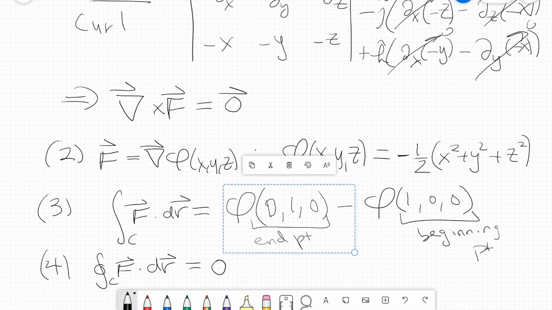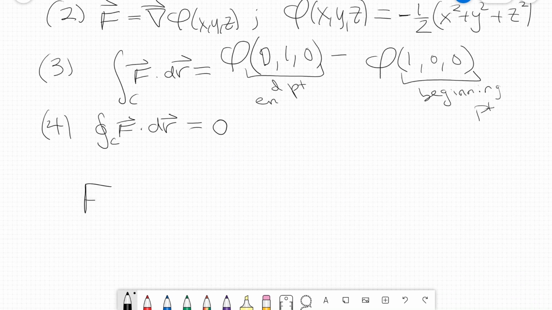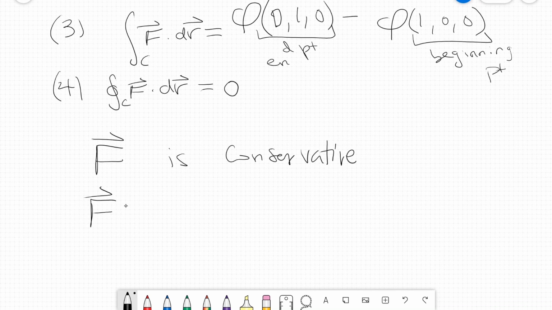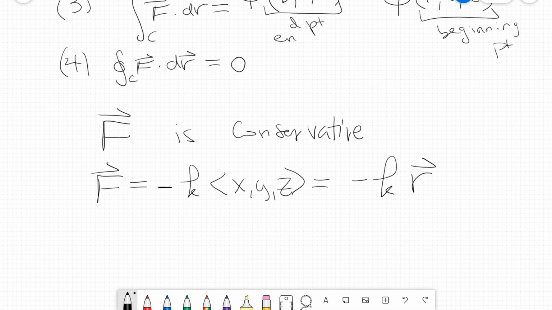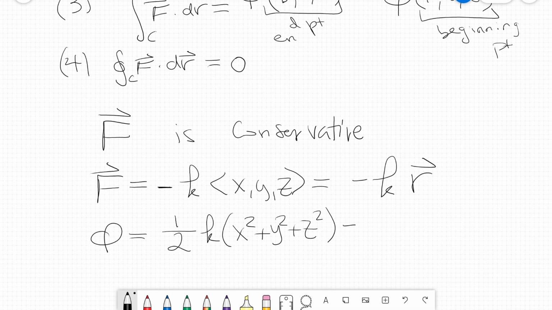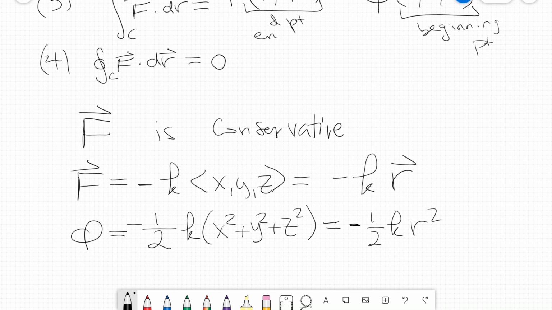As we'll see in a later episode, this means that F is conservative, and thus if our force is equal to this term, which may also be written as minus kr, then phi will be equal to 1/2 k (x squared plus y squared plus z squared), minus that, which also may be written as minus 1/2 k r squared.